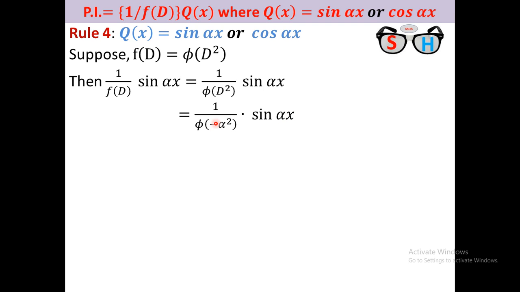Okay, so here is another condition. You see there phi of minus alpha square is in the denominator, therefore this will be non-zero. That is, 1 by phi of d square of sin alpha x equals sin alpha x by phi of minus alpha square, provided phi of minus alpha square is non-zero. In a single sentence, if 1 by f of d square acts on sin alpha x, then you put minus alpha square in the place of d square.